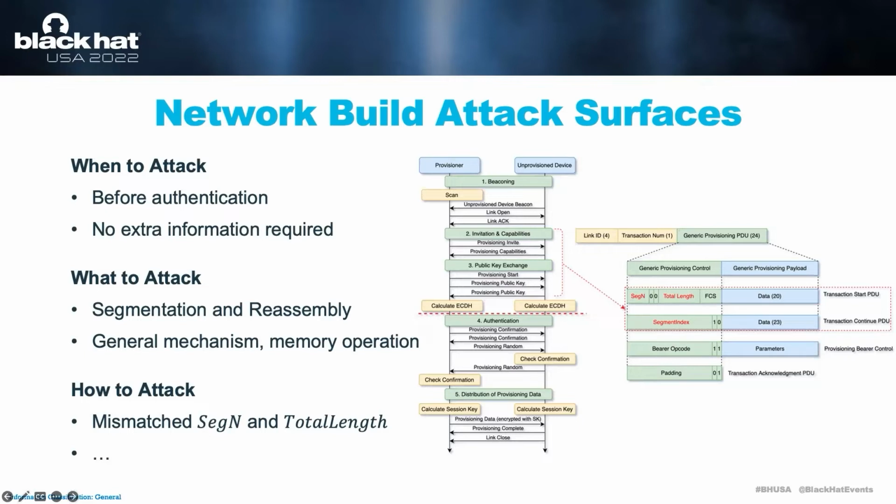So we can attack the segmentation and reassembly by mutating length-related fields of the transaction start PDU and the transaction continue PDU. The fields are SegN, total length, and the segment index. And we will show an automated fuzzing tool for this purpose later.